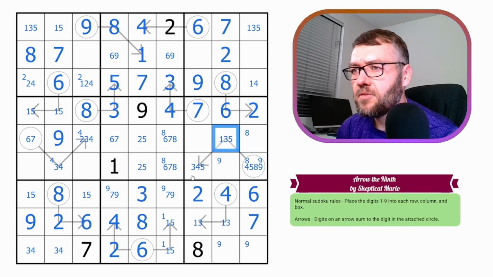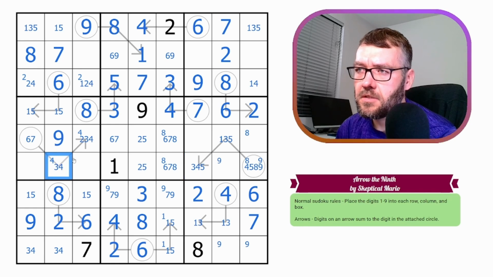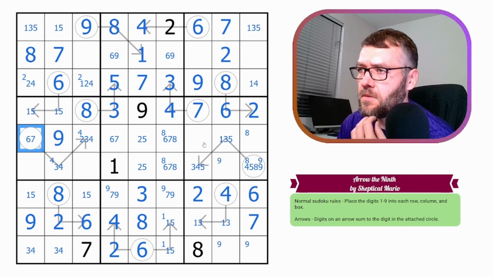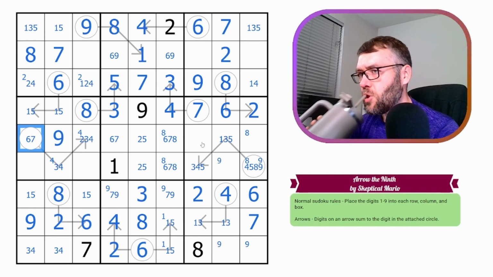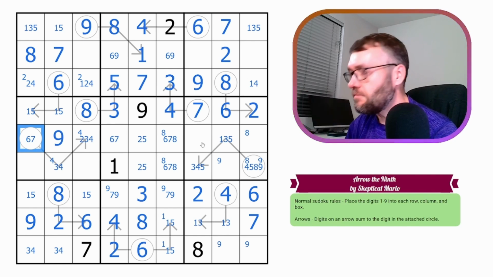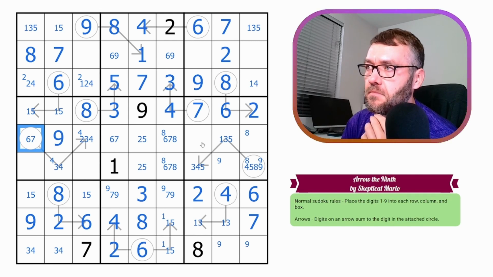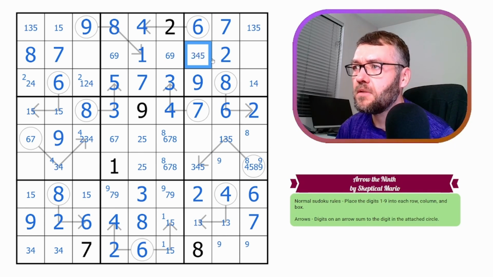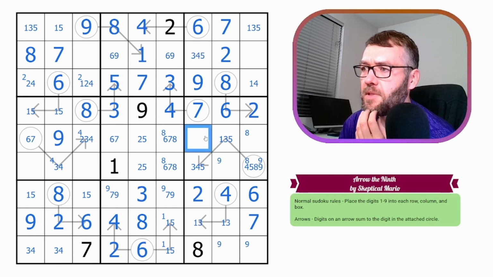Wait up, could this be a 5? This would make this one 4, which would make this 3, 2. Wait up. No, it would make it 3, 4, which would make this 7. That works. Let's see, this one can't be a 1, so this is a 3, 4, 5 as well. Could this be a 1 still? Yeah, it can be. Okay.